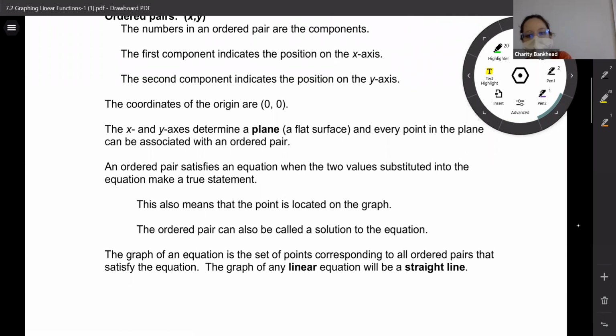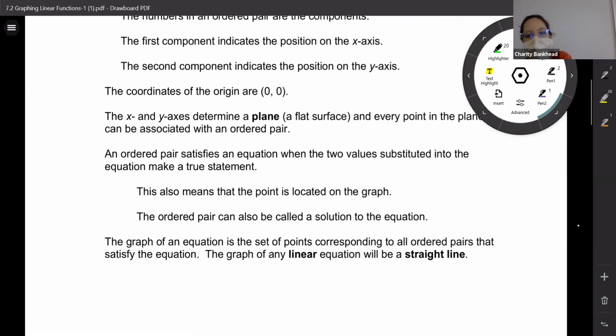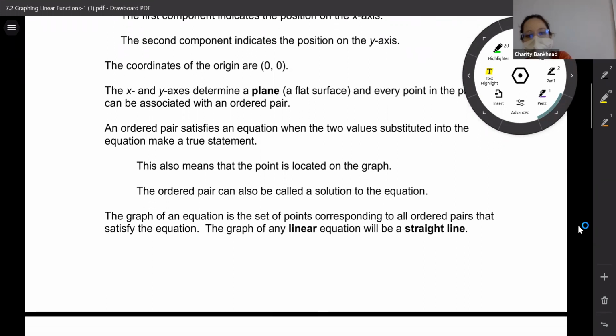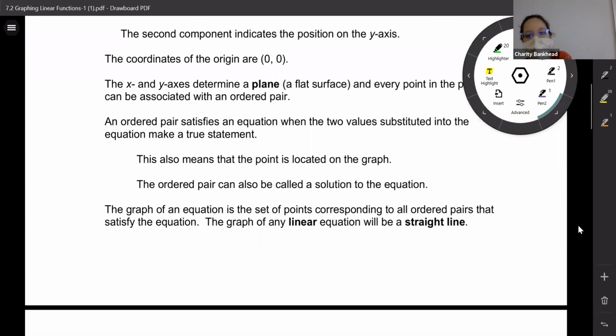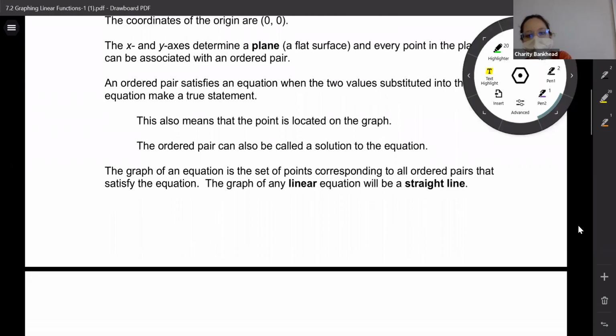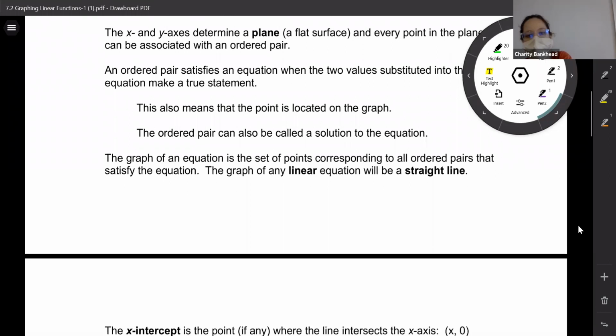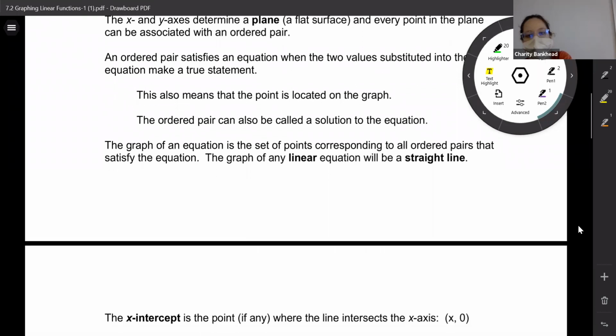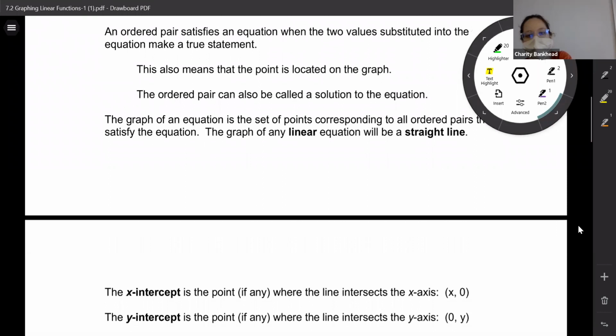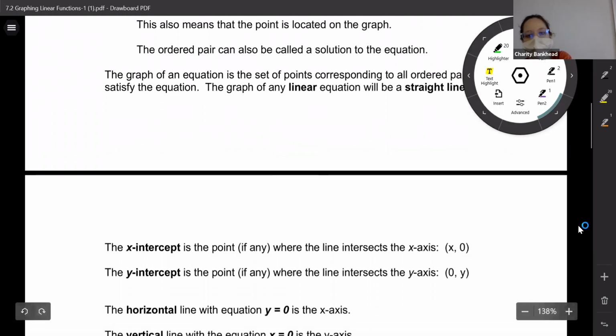So an ordered pair satisfies an equation when the 2 values substituted into the equation make it a true statement. This also means that that point is located on the graph. So if an ordered pair is a solution, that's the same thing as saying it's a point on the graph of the equation. So the graph of an equation is the set of all the ordered pairs that do satisfy that equation. If it's a linear equation, it's going to be a straight line.